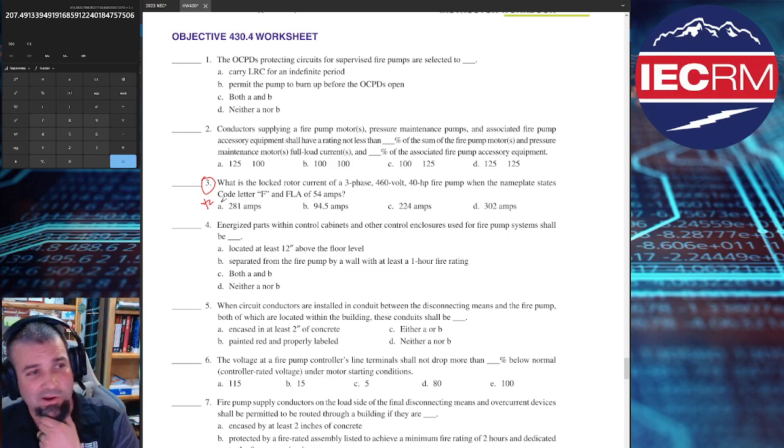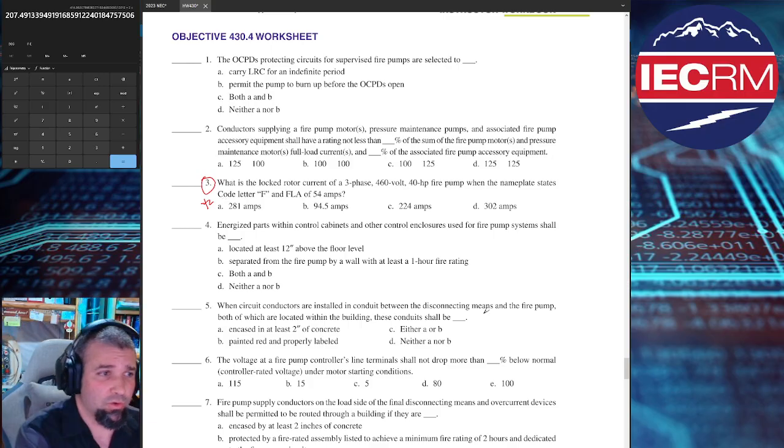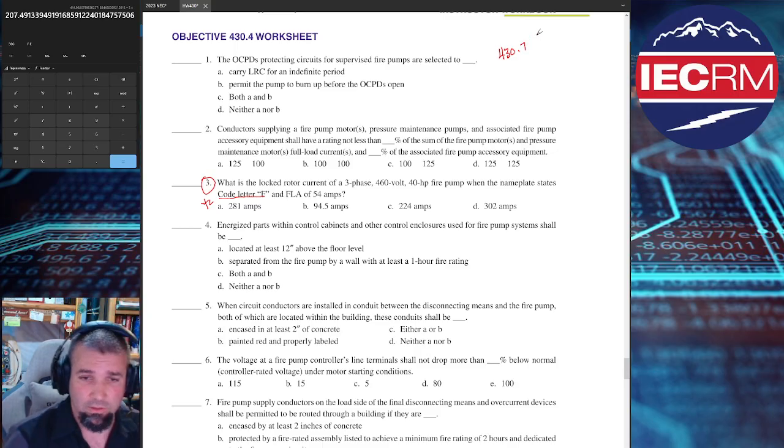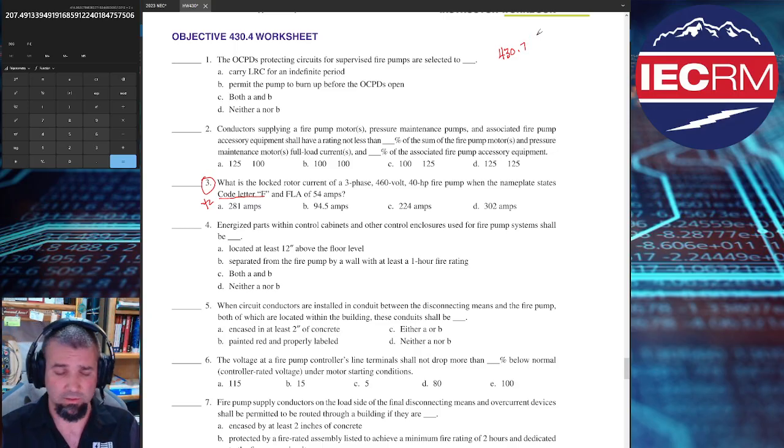Okay, so when we are doing these, they can be a little tricky. And what I really need you to remember is how to find that locked rotor current based on the code letter that it gives you. And that's going to be out of table 430.7. That's that one I showed you at the end of class last week. I know we were all a little lackadaisical at the end of the night, which happens. So we're going to do it now together.